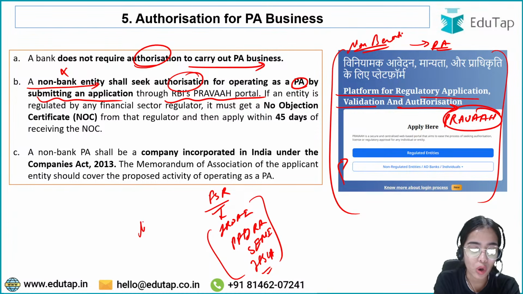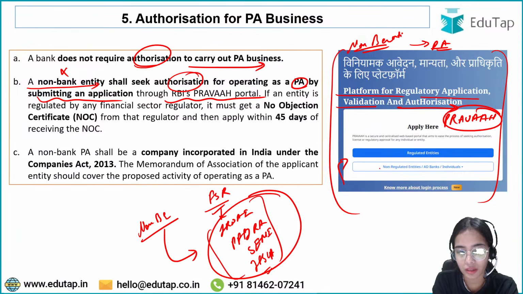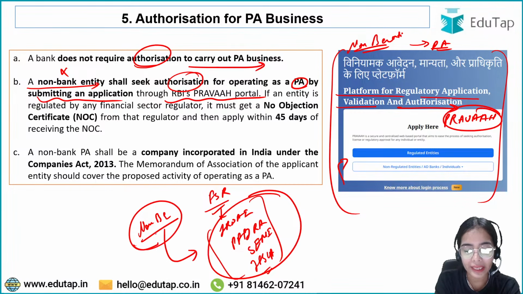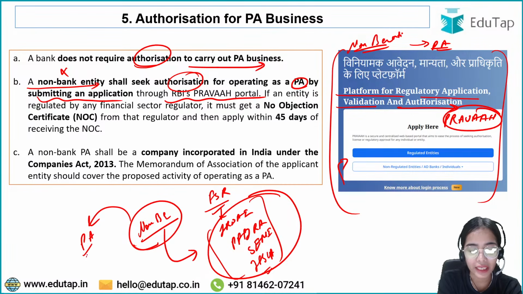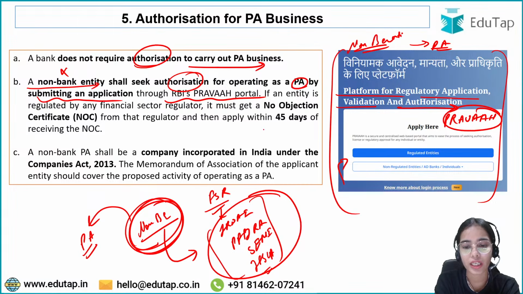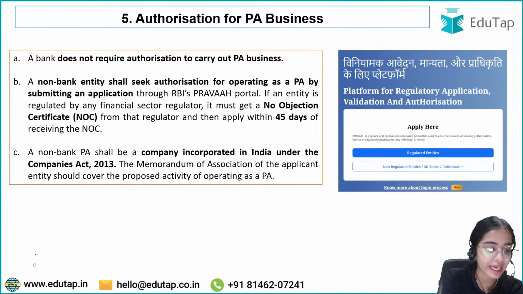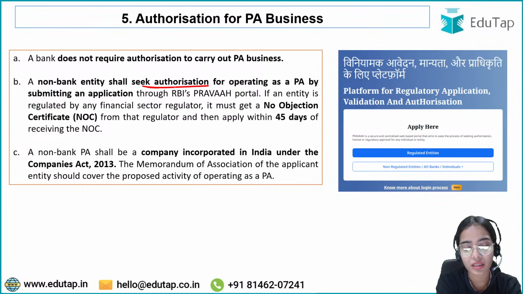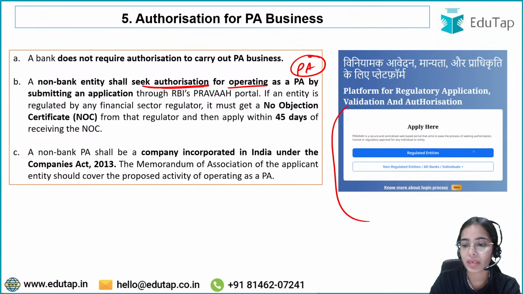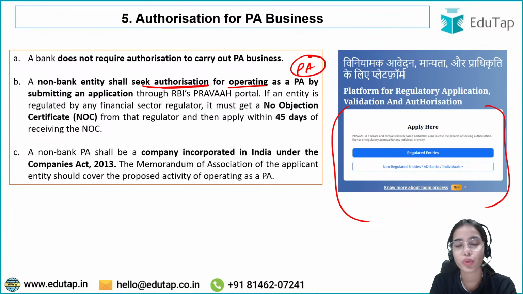then basically, if a non-bank entity is regulated by any of the other regulators and wants to work as a payment aggregator also, it needs to get a no objection certificate from its own regulator and then apply within 45 days of receiving the NOC. So a non-bank entity that seeks authorization for operating as a payment aggregator has to submit the application to the RBI through the PRAVAAH portal.